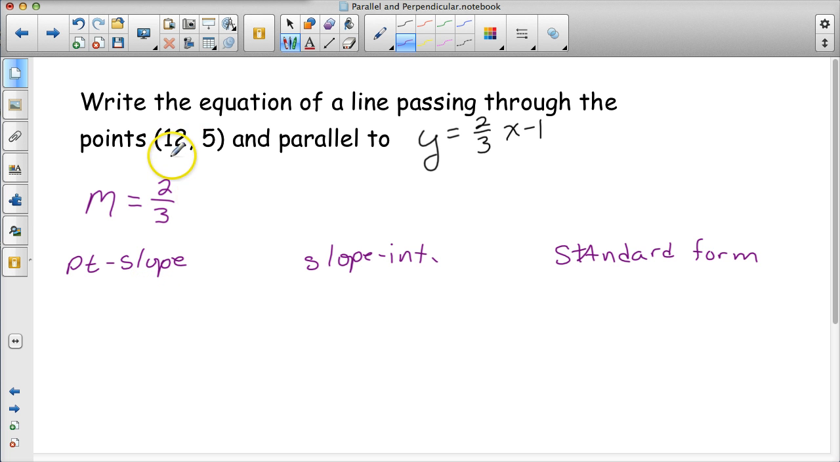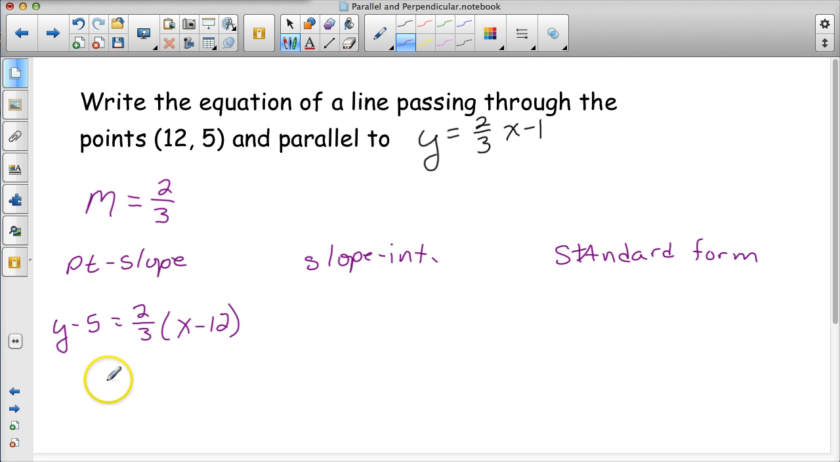Since I'm going to go through the point (12, 5), and I already know my slope is 2/3, I can simply write y minus 5 equals 2/3 times (x minus 12). That's the equation of my line that is parallel to the line with the slope 2/3, but goes through the point (12, 5). But if I want this in slope-intercept form, I need to find the intercept.